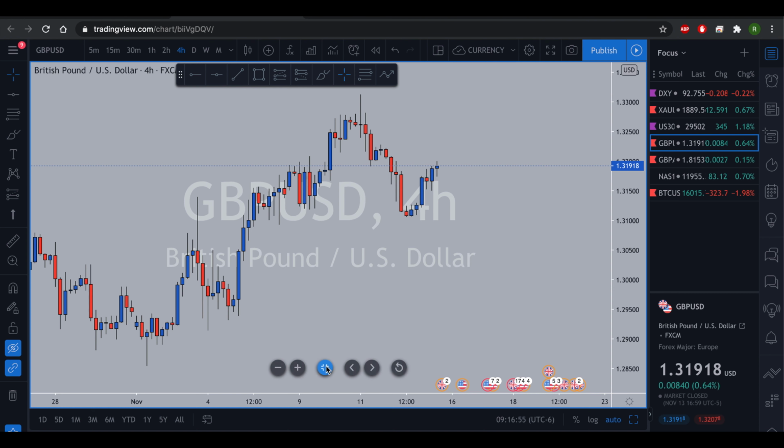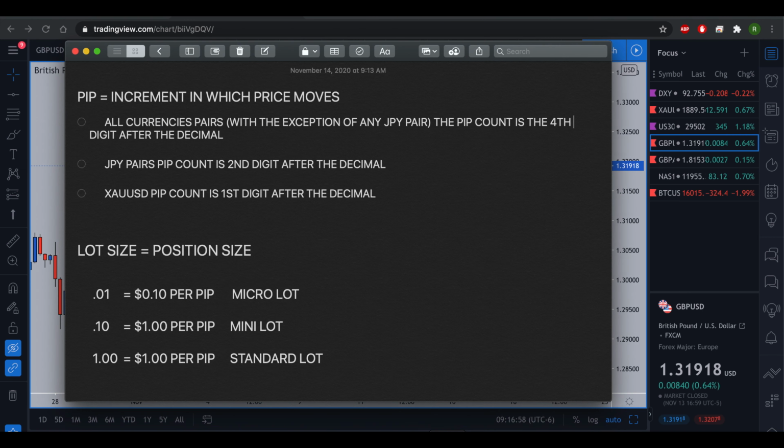Why do you need to know pips? Like I said, it has everything to do with you making money in the markets. Like I said, all currency pairs, with the exception of any JPY pair, the pip count is the fourth digit after the decimal. Write this down in your notes for all my new ones.